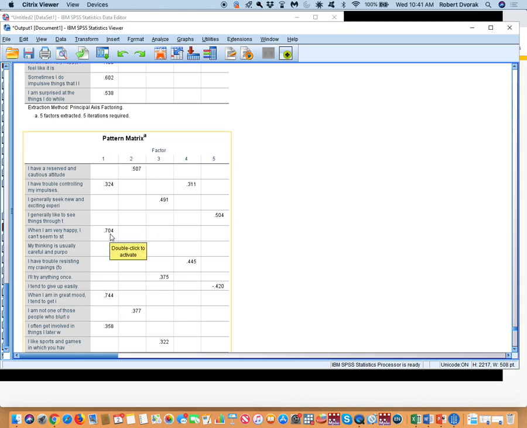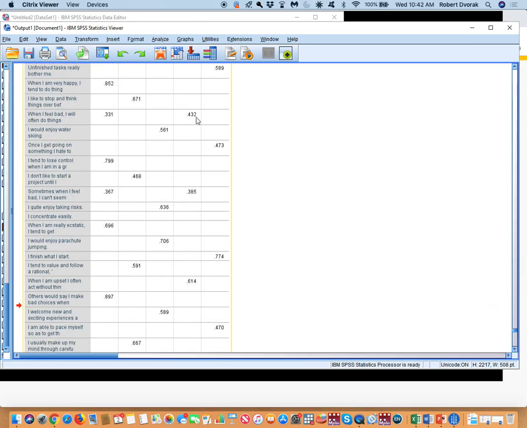When I'm very happy, I can't seem to stay still, I think is what this one is. Positive urgency right there, right? My thinking is usually careful and purposeful. We've already done that. Did we say that we know what 3 is? Yeah, that's sensation seeking. So that means 4, I have trouble resisting my cravings. I have trouble controlling impulses. Neither of those sound particularly negative. When I feel bad, I will often do things. That sounds like negative urgency. Now, interestingly, it also is loading with positive, right? So we said positive urgency is 1, negative urgency is 4, correct?